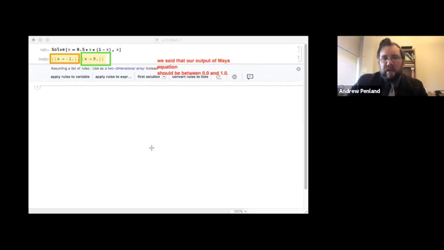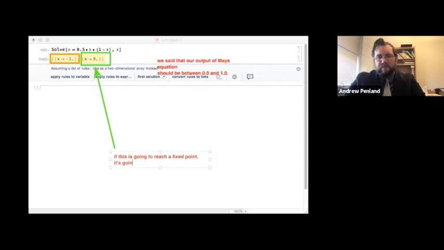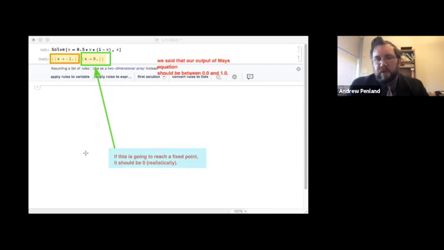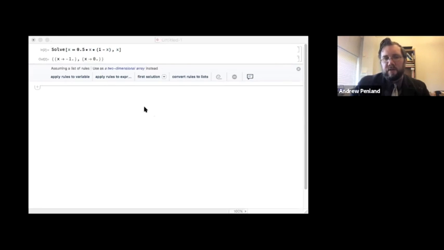And so if this is going to go to a fixed point, it needs to go to 0. Because May's equation represents a proportion of population, and you can't have -1 of a population. So hooray, we've learned how to solve an equation in Mathematica. That's pretty cool. Let's do another one.